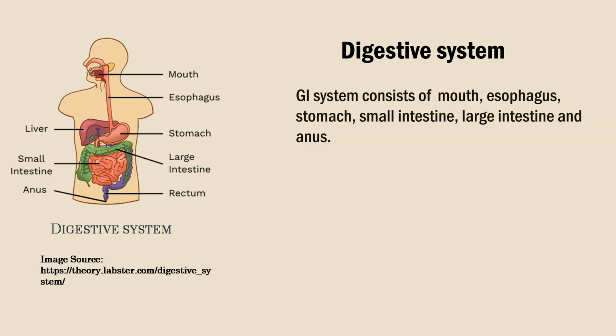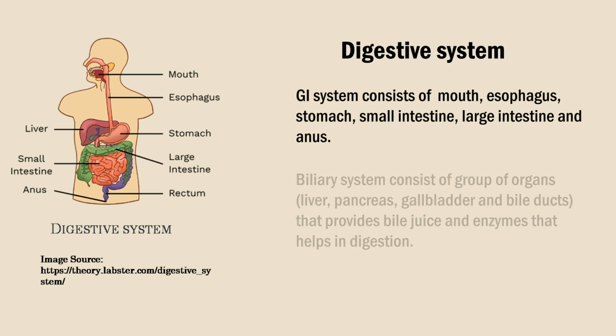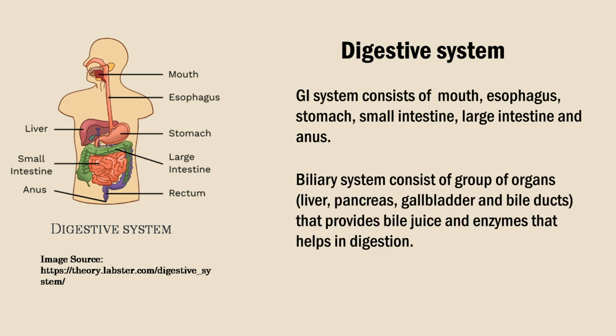The gastrointestinal system consists of the mouth, esophagus, stomach, small intestine, large intestine, and anus. The biliary system consists of a group of organs such as the liver, pancreas, gallbladder, and bile ducts. The biliary system provides bile juice and enzymes that help in digestion.